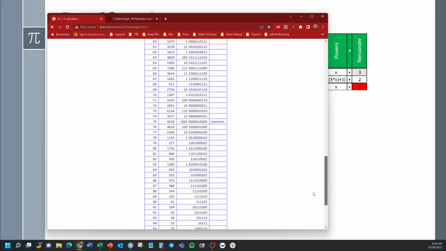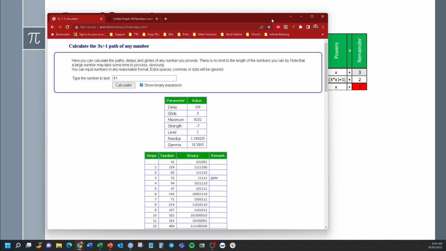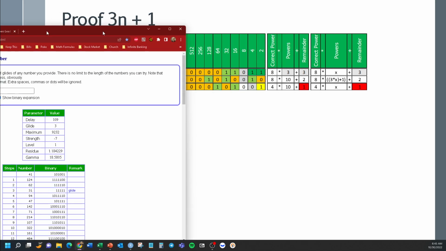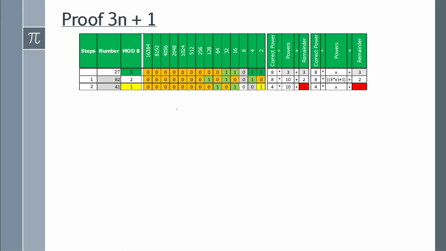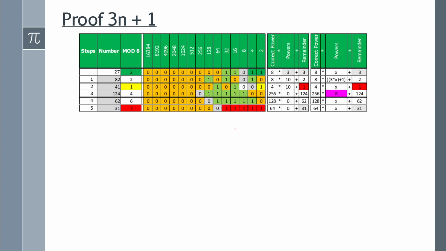And, right, we get to 9,232 is our climb, but we're below ourselves in 3 steps, right? So from 27, we go to 41, and in 3 steps, right, we're at 31. So we're below 41 in 3 steps. So with all 1 mod 4 numbers, we're below ourselves in 3 steps, right? And all 3 mod 8s are going to go to a 1 mod 4 number.